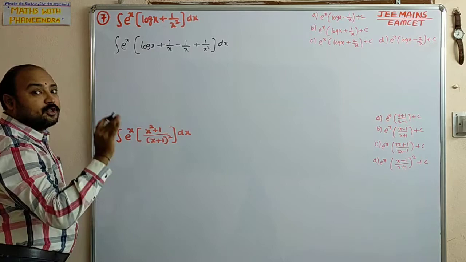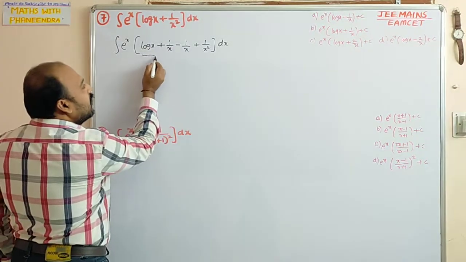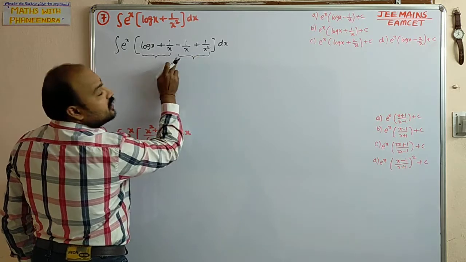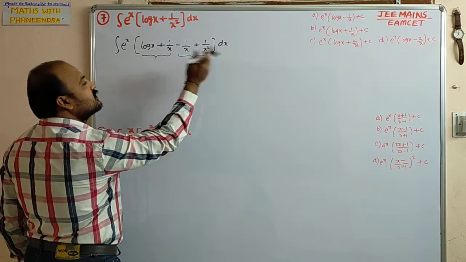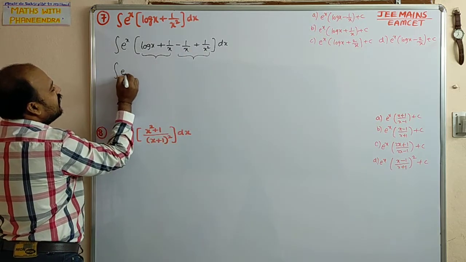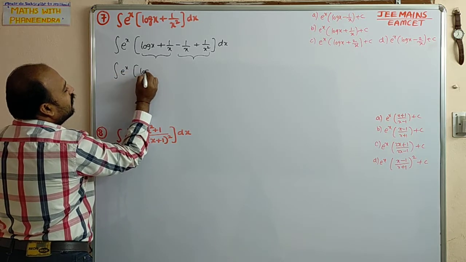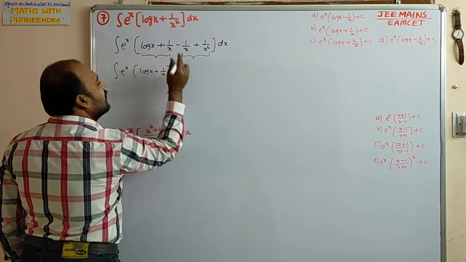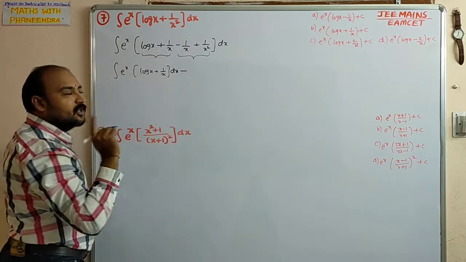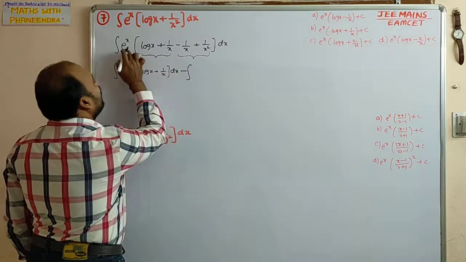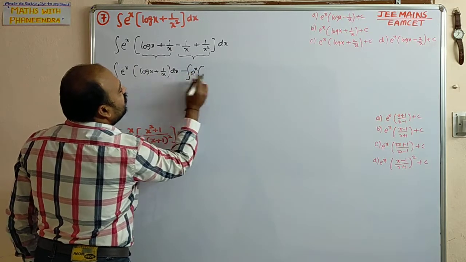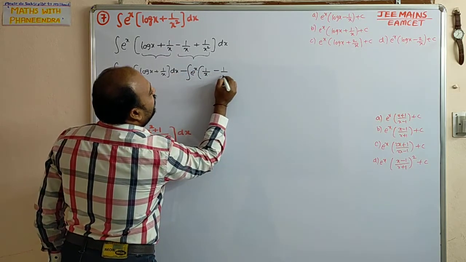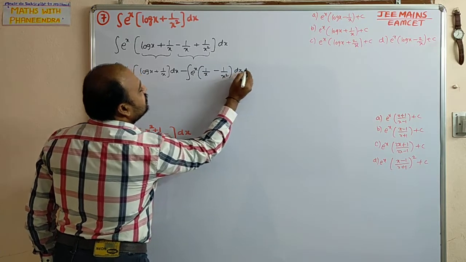After that, split into two integrals. Log x plus 1 by x is one function, and minus taken common, you can take again these two functions as another one. So integral e power x into log x plus 1 by x into dx minus, I am taking common, observe carefully, integral e power x into, whenever you are taking minus common, 1 by x minus 1 by x square into dx.